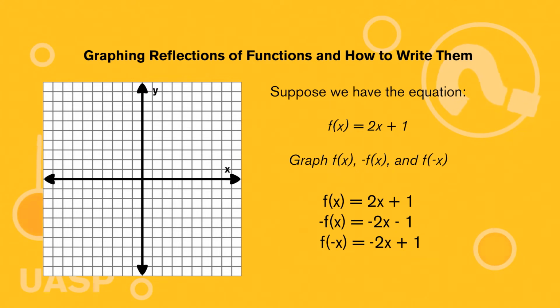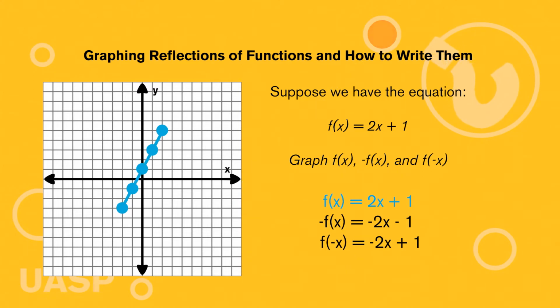So we would do negative 2x plus 1. Okay, so now I'm going to change my color real quick. We're going to graph f of x over here, and then after that, we'll graph negative f of x and look at the relationships. We know that our y-intercept is positive 1 and our slope is positive 2. So we're going to go up 2 and to the right 1, down 2 and to the left 1.